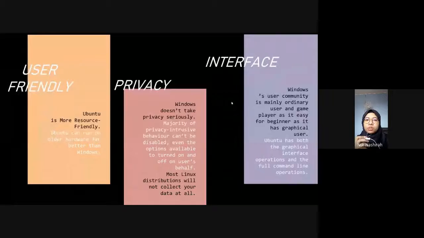The fourth one is user-friendliness. Ubuntu is more user-resource-friendly. Ubuntu can run on older hardware far better than Windows. But in privacy, Windows doesn't take privacy seriously. The majority of privacy-intrusive behavior can be disabled, and there are even options available to turn on and off on the user's behalf. Most Linux distributions will not collect your data at all. For the interface, the Windows user community is mainly ordinary users and game players, as it is easy for beginners and has a graphical user interface. But Ubuntu has both the graphical interface and full command line operation. Thank you.